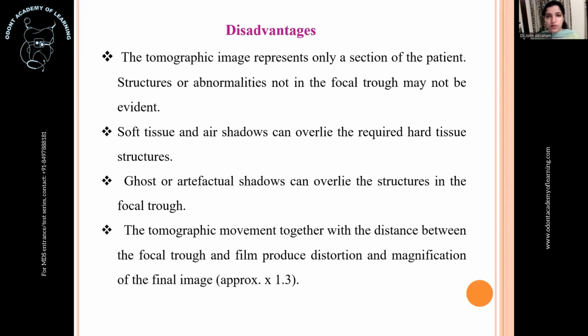So what are the disadvantages? Of course, there are disadvantages. The tomographic image represents only a section of the patient. Structures or abnormalities not in the focal trough may not be evident. So whichever is outside our focal trough is out of focus and it is being blurred.